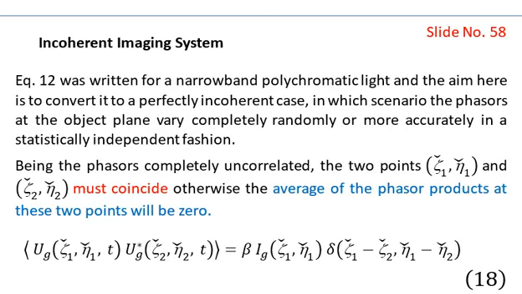Incoherent imaging system. Equation 1 was written for a narrow band polychromatic light, and the aim here is to convert it to a perfectly incoherent case, in which scenario the phasors at the object plane vary completely randomly, or more accurately, in a statistically independent fashion. Being completely uncorrelated, the two points zeta1 eta1 and zeta2 eta2 must coincide, otherwise the average of the phasor products at these two points will be 0.